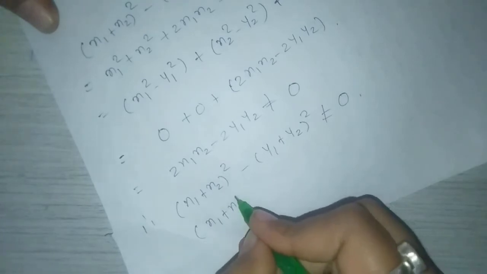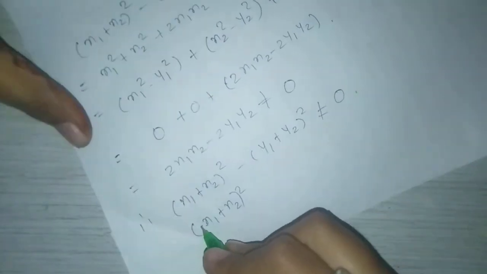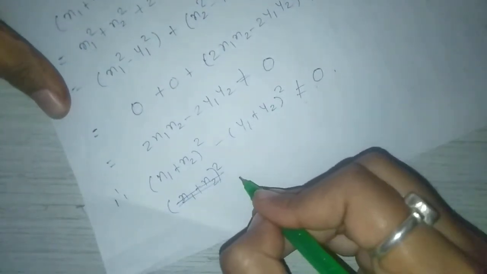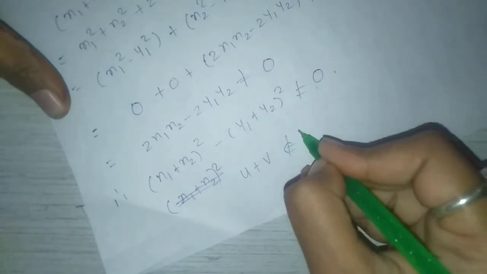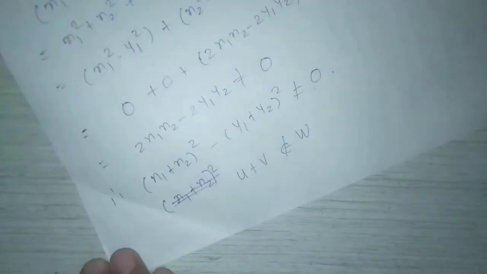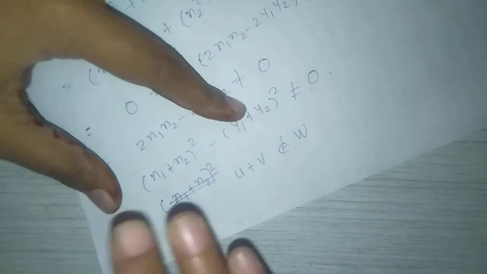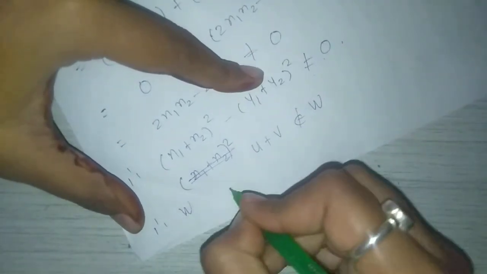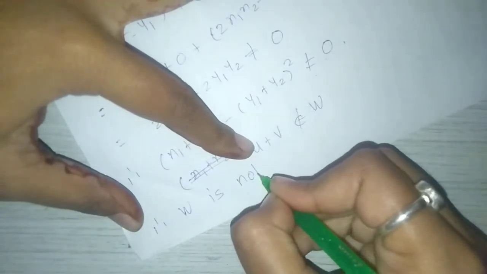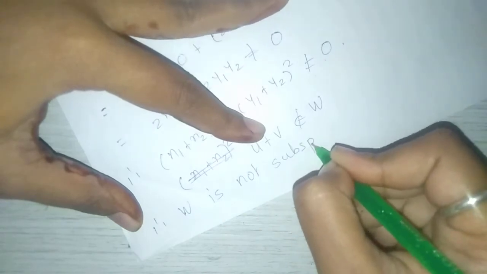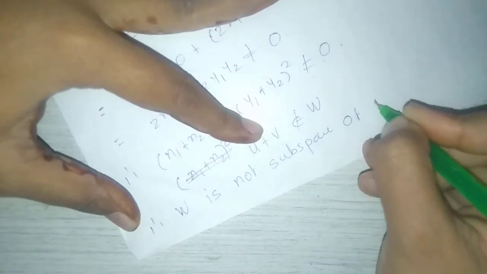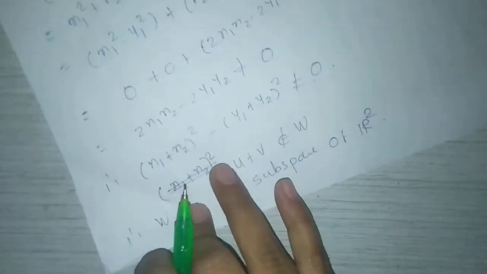Means u plus v does not belong to W, means closure property is not satisfied by W. Therefore, W is not a subspace of R2.